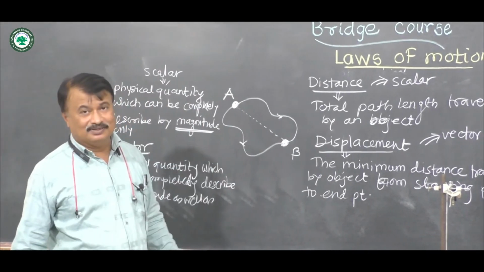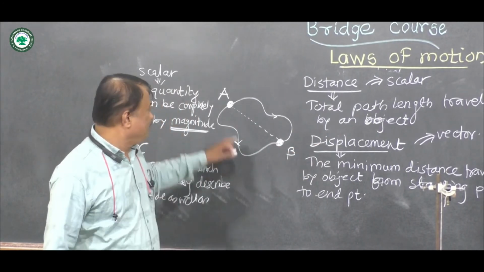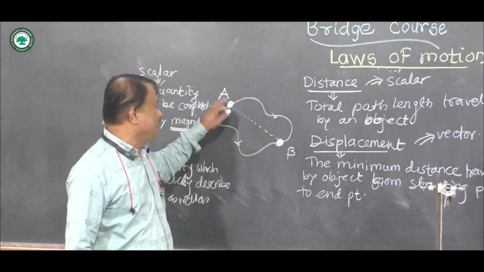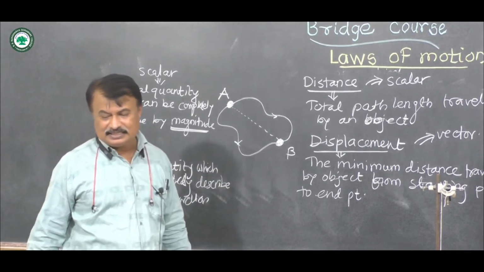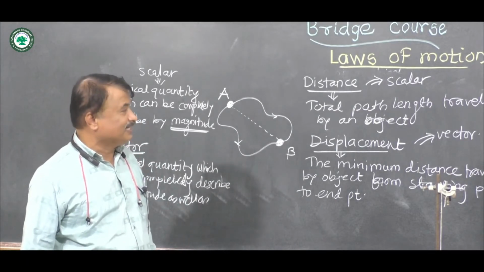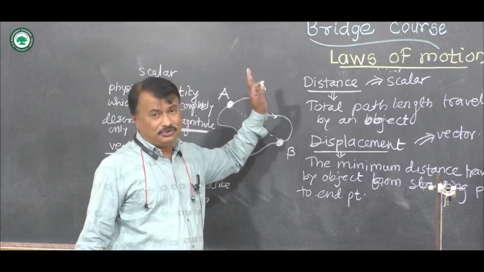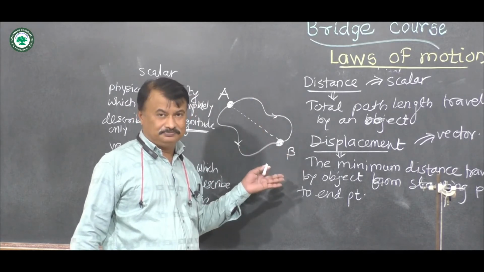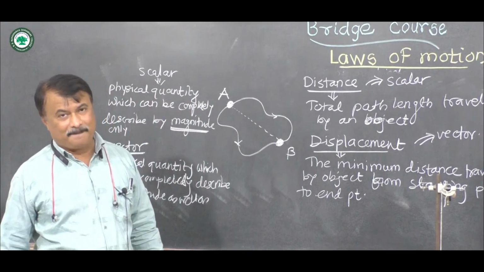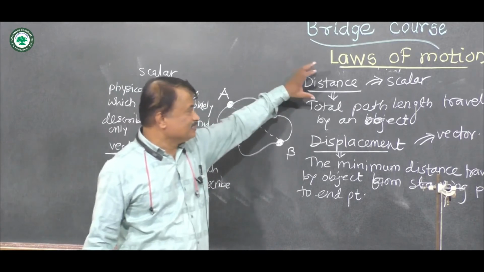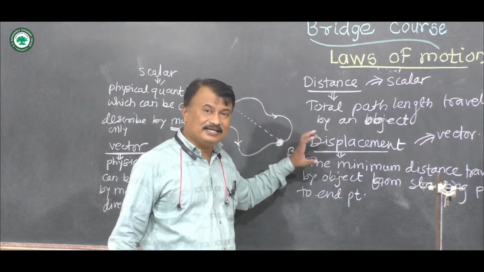Now from this example, displacement may be 0. If a particle moves from A to B, and again B to A, then displacement becomes 0. But the distance traveled by an object may not be 0. Distance may not be 0, but displacement may be 0. So this is about distance and displacement. In case of distance, remember it is a scalar physical quantity, and in case of displacement it is a vector quantity.